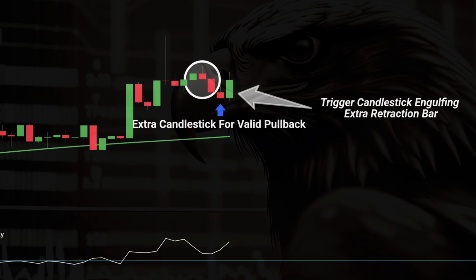An additional red bar was added to the valid pullback action, and then a new green candlestick formed, engulfing this extra bar. Thus, all the conditions have been met.